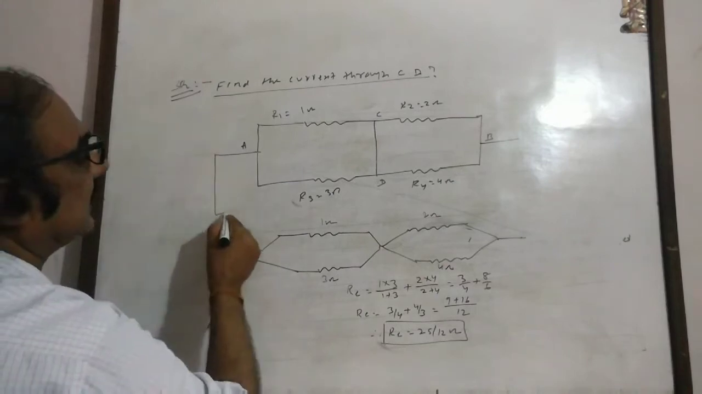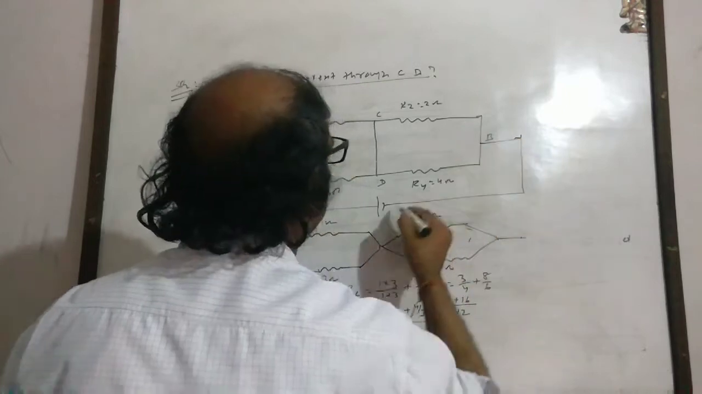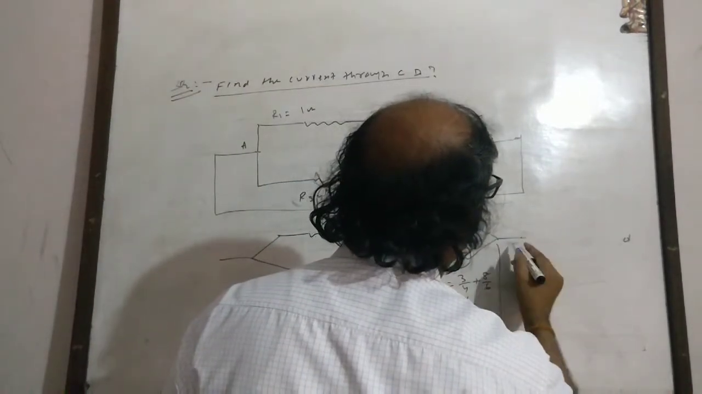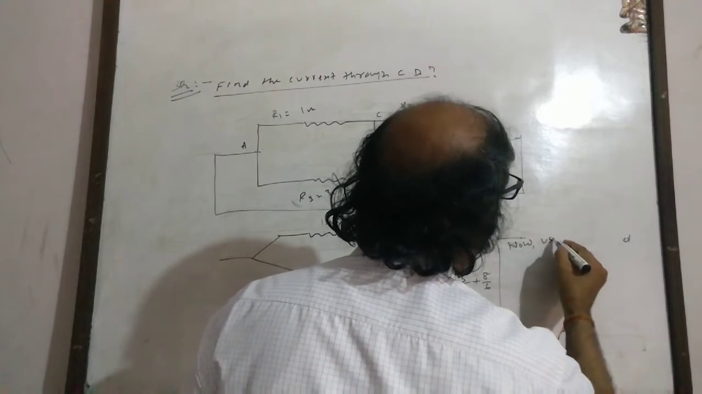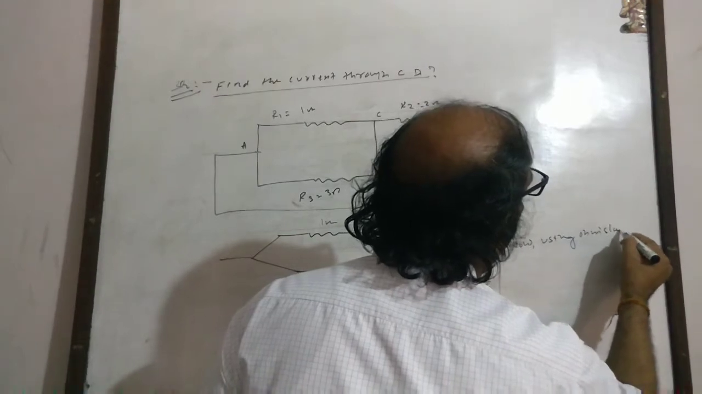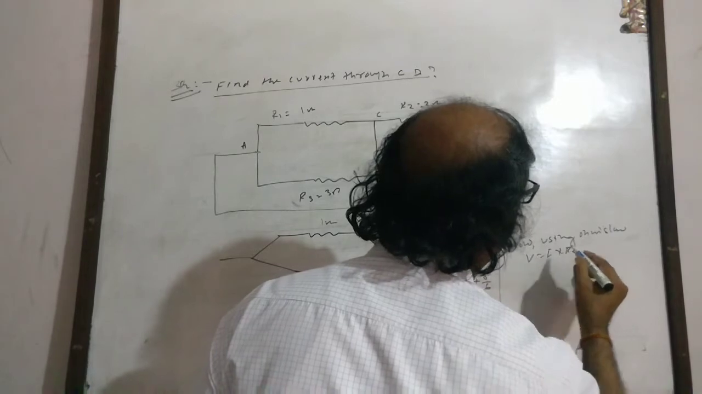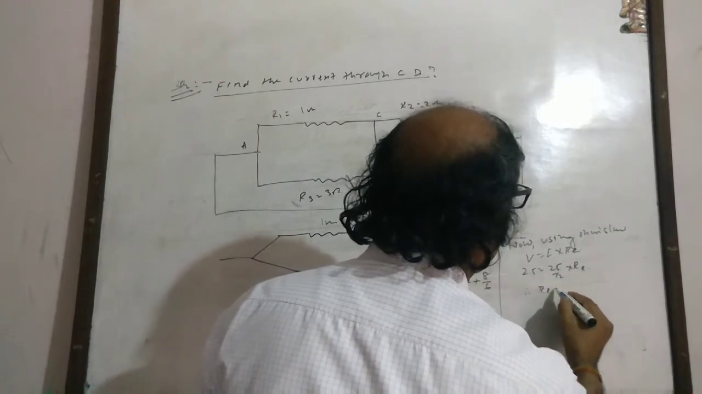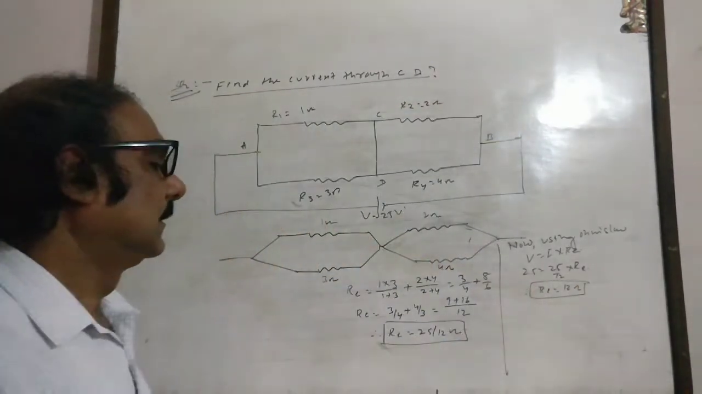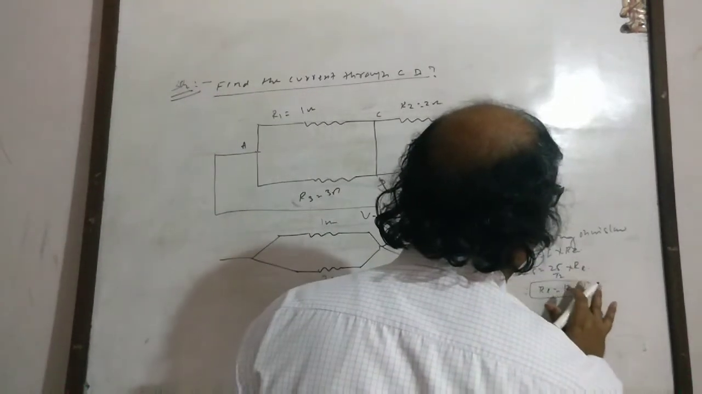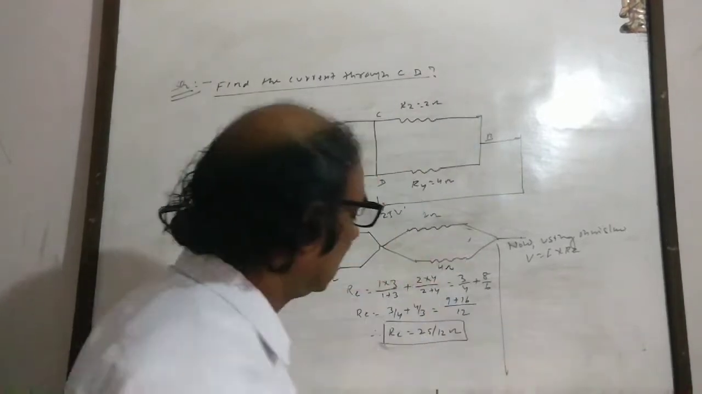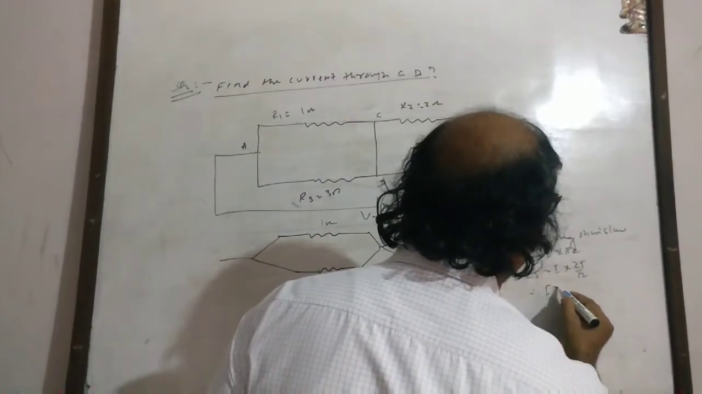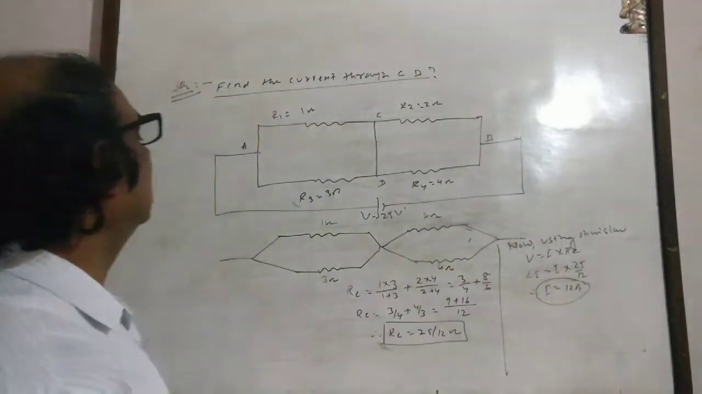And now a cell of 25 volt is connected like that. So the net current, using Ohm's law, V equals I into R equivalent, 25 equals I into 25 by 12, and therefore I equals 12 ampere. So there is the current I.